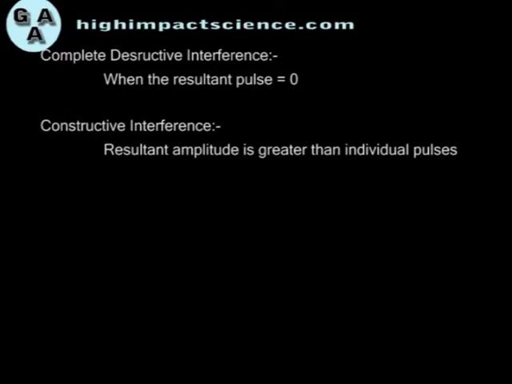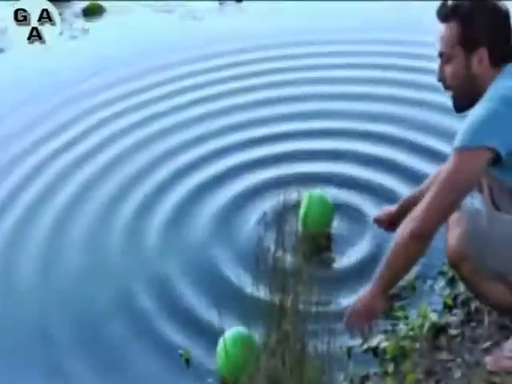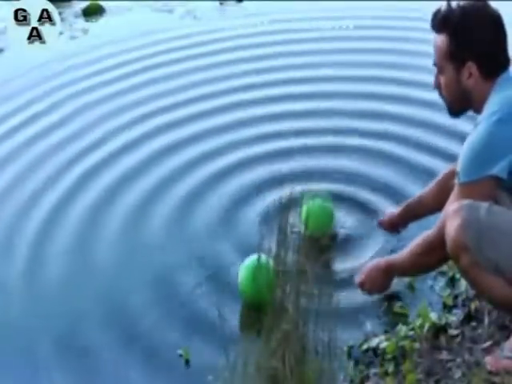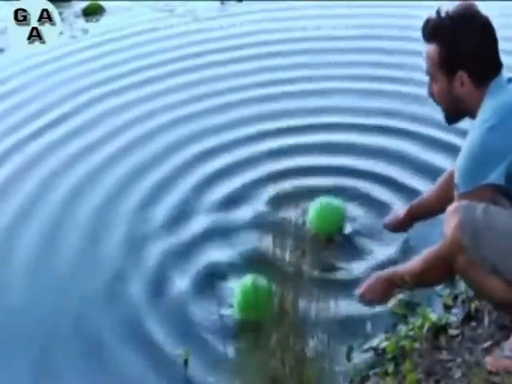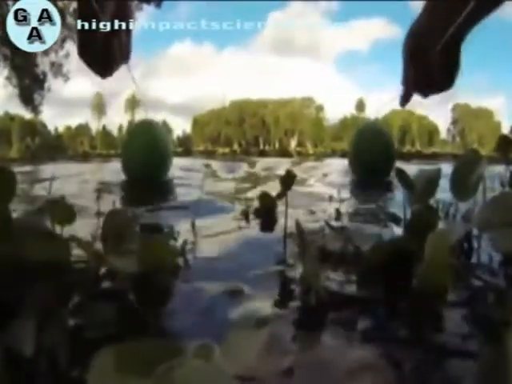Let us see some interference in water waves. If this guy generates waves from a single point, all we get is a series of circular waves. Nothing interesting there. But if we have two sources of waves, then we get some interesting patterns. This pattern is created by ripples from the two sources interacting with each other.